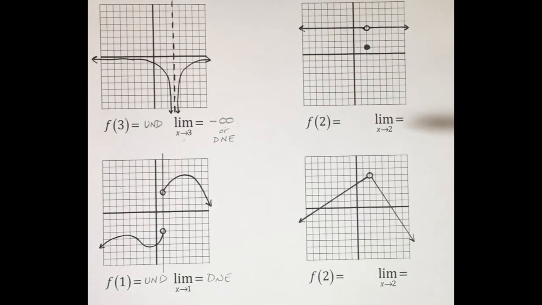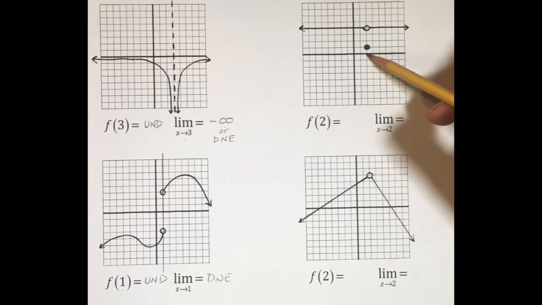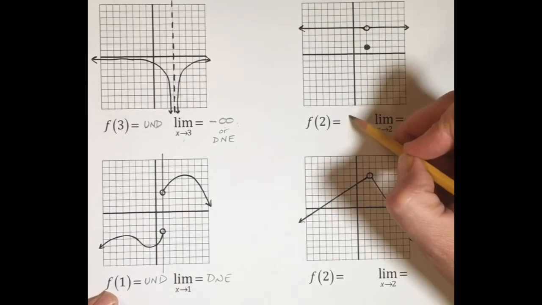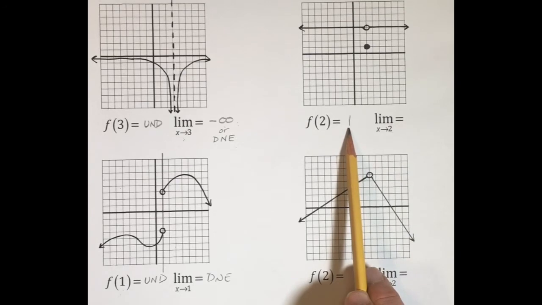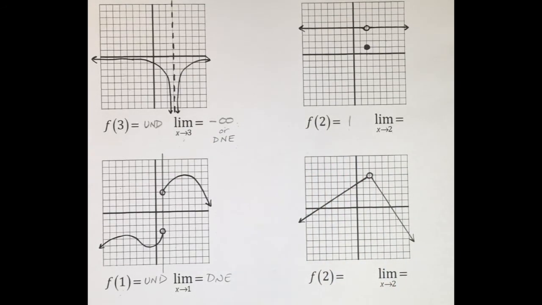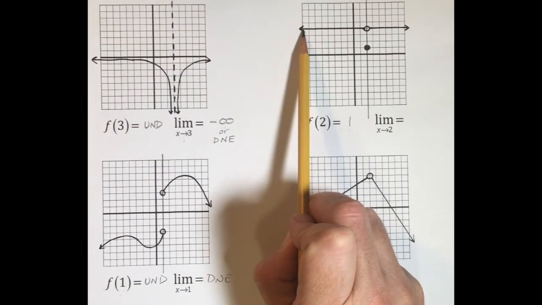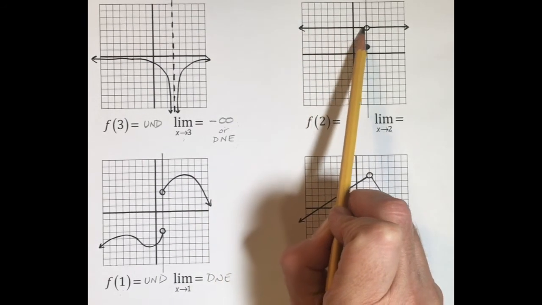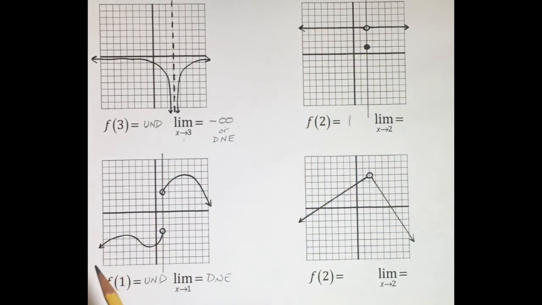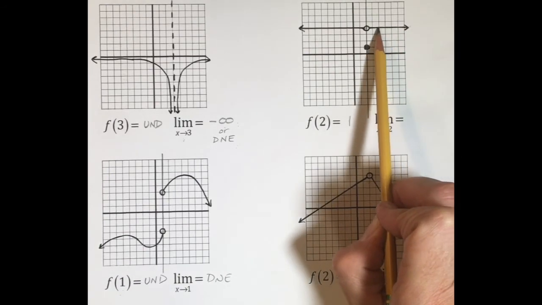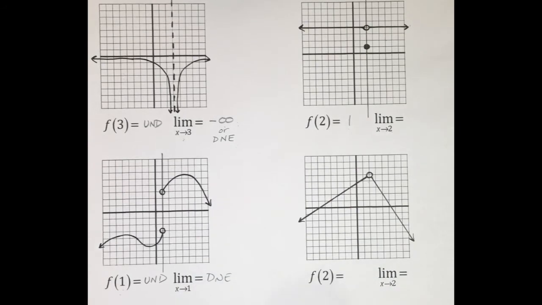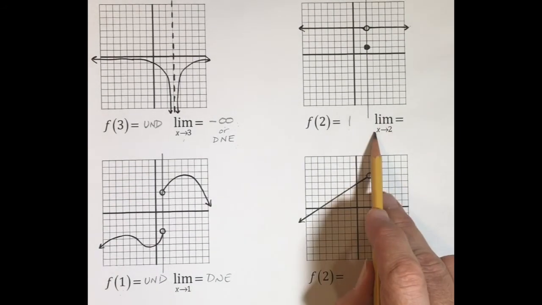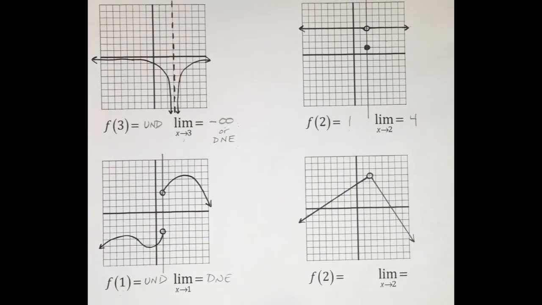In this function, if I evaluate f of 2, if I go to where x is 2, the output is 1. This graph goes through the point 2, 1. However, I'd like to show you that the limit as x approaches 2 is not 1. Let me once again draw a line with my pencil where x is 2. As I approach this line from the left-hand side, the graph is headed towards the point 2, 4. As I approach this line from the right-hand side, the graph is headed towards the point 2, 4. From both directions, the graph is headed towards the point 2, 4. The limit as x approaches 2, we say, is 4.